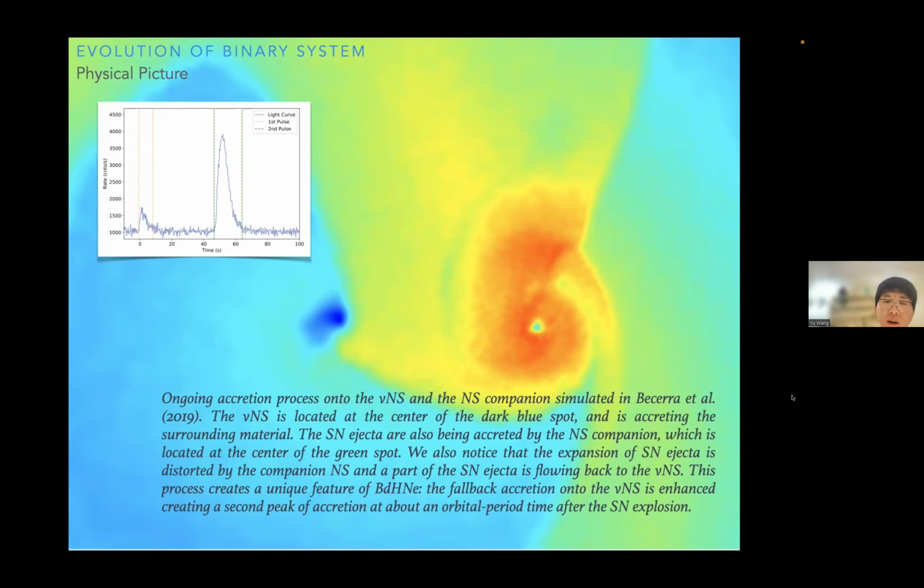So only because of this binarity, the fallback matter induced by the companion neutron star produces a high accretion rate. Then we can have a higher luminosity, up to 10^49 per second, to be seen. So this is a characteristic only of the binary model.